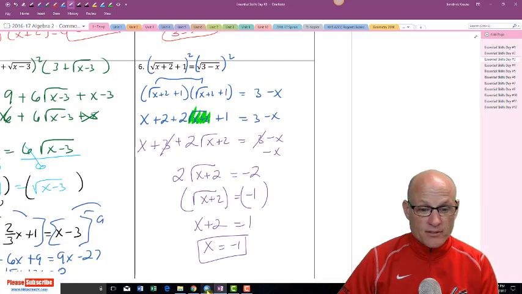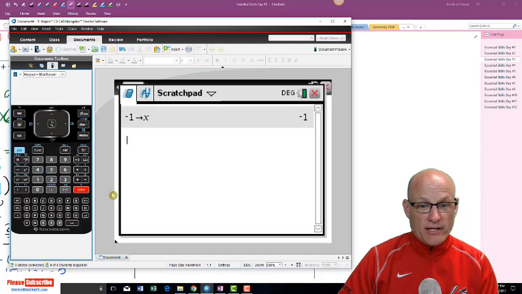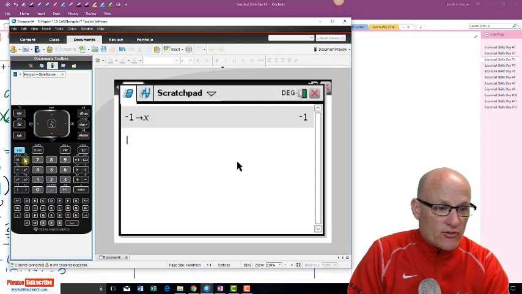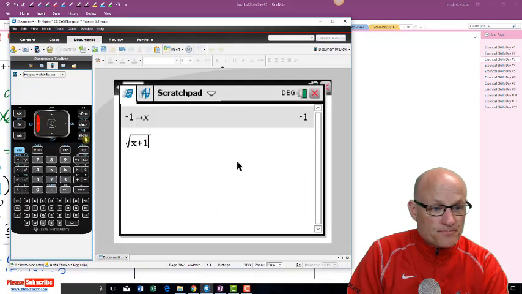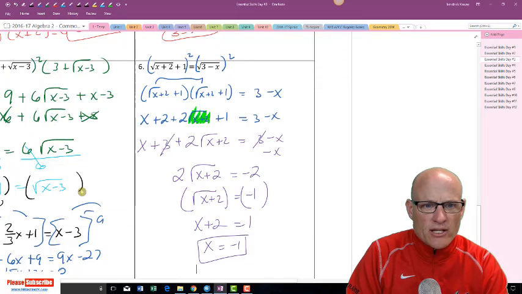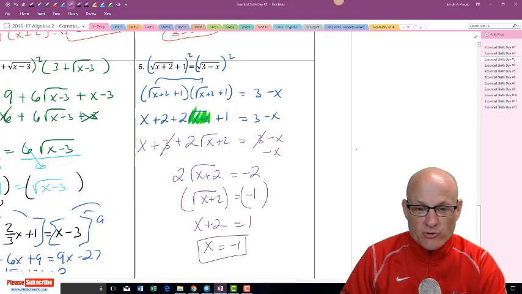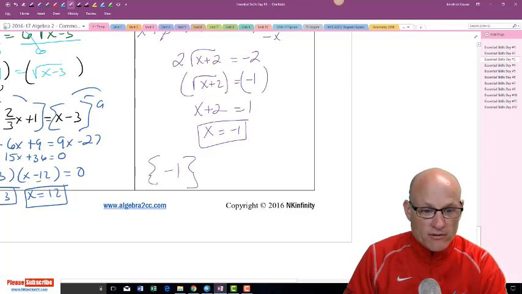Let's check it. Negative 1. Maybe I made a mistake. Maybe I didn't. I don't know. Let's see. Maybe you found my mistake. The left side is complicated. It's the square root of x plus 1, x plus 2, plus 1. That's 2. And the right side is 3 minus x, the square root of 3 minus x. Hey, they both equal each other. 2 equals 2. There's my right answer. Make yourself look professional, kids. I didn't do that on the last problem. I should have. All right, there it is.